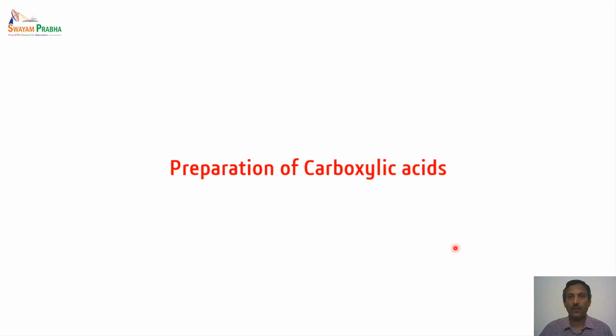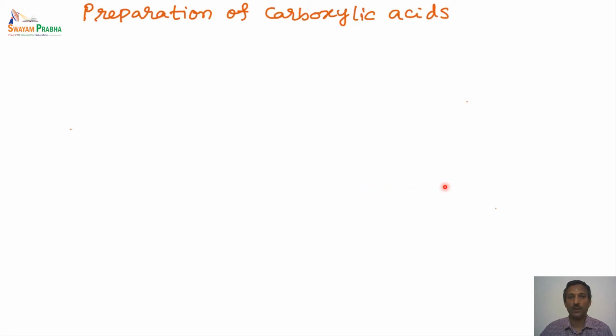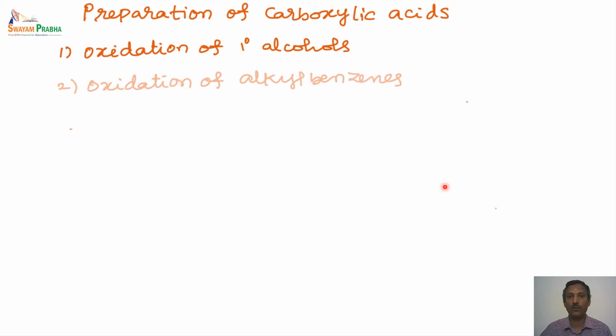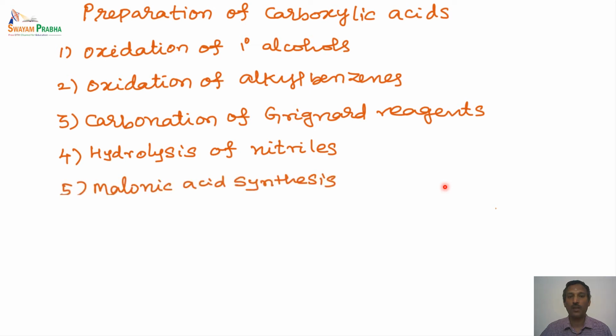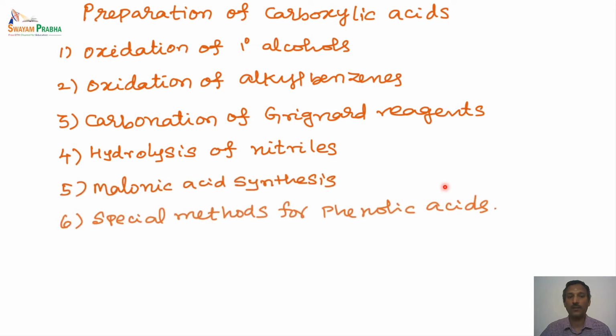Welcome to the next session. In this particular session, we will be studying about preparations of carboxylic acids. Let us look at the different methods of preparation of carboxylic acids. The first one is oxidation of primary alcohols. Then we will be studying about oxidation of alkyl benzenes. We will be studying about carbonation of Grignard reagents. Then we will be studying about hydrolysis of nitriles, malonic acid synthesis, and special methods for the synthesis of phenolic acids.